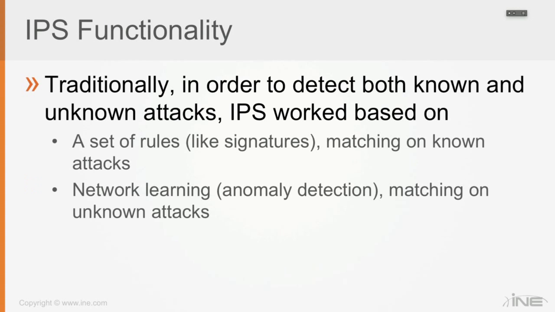Now functionality. Traditionally the IPS was used to detect both known and unknown attacks. To achieve that, it worked based on two main features or capabilities. It had a set of rules, which were constantly updated, like signatures, which matched on known attacks. So if the IPS saw traffic flowing through matching a signature, it knew it was a well-known attack and it would take action and drop the traffic. Or for unknown attacks, it worked through network learning, which is also known in Cisco as anomaly detection, in order to match on unknown attacks.